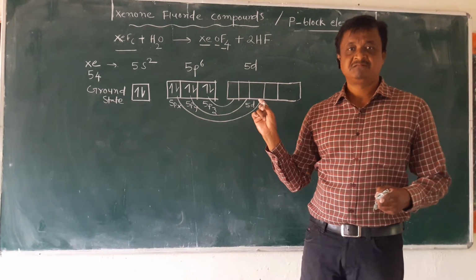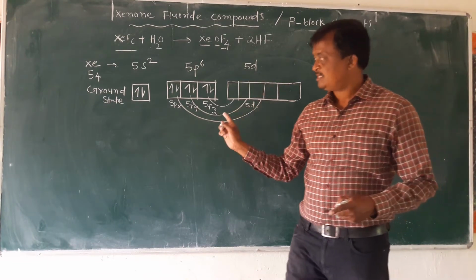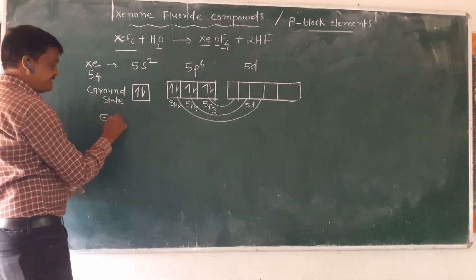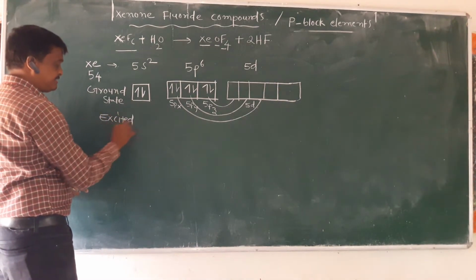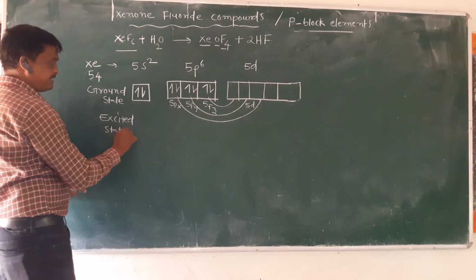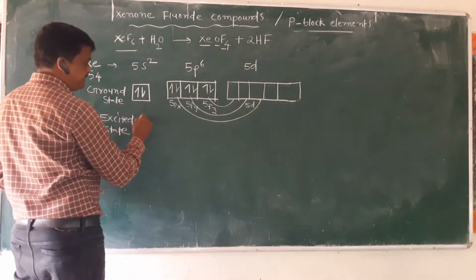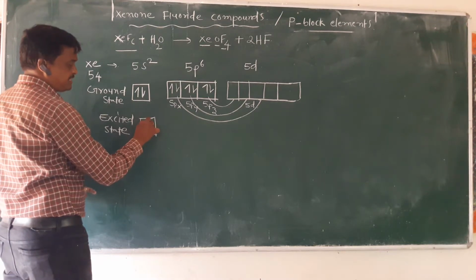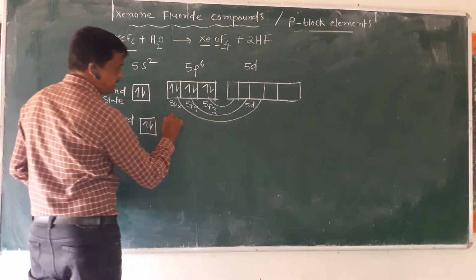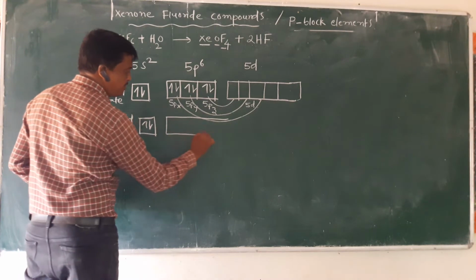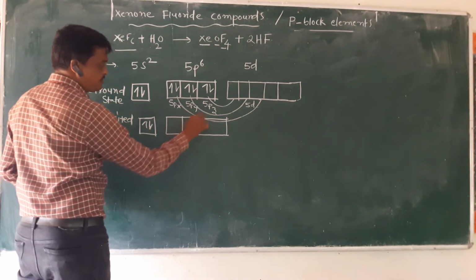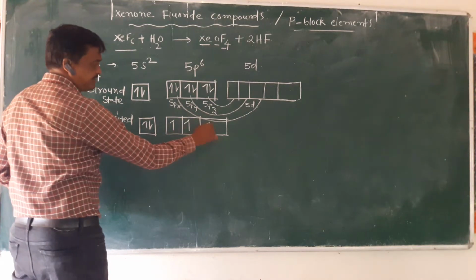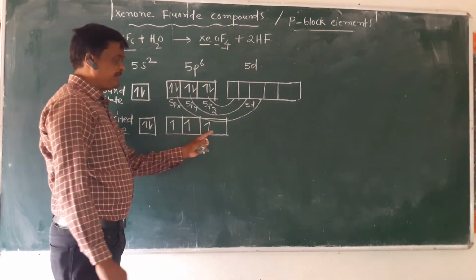So let me explain, my dear students. Here excited state 3. What happened? The 5s remains as is. There is no change in these electrons. And the 5p orbital: here single, here single, here single. Three unpaired electrons.